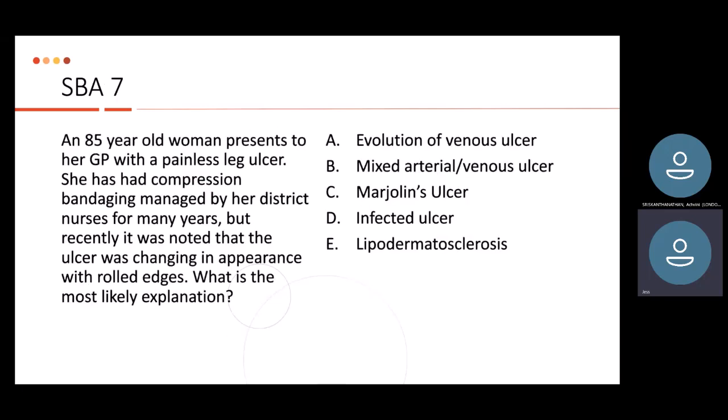Next question. An 85-year-old woman presents to her GP with a painless leg ulcer. She has had compression bandaging managed by her district nurses for many years, but recently it was noted that the ulcer was changing in appearance with rolled edges. What is the most likely explanation? So this sounds like a Marjolin ulcer, which I will discuss shortly.